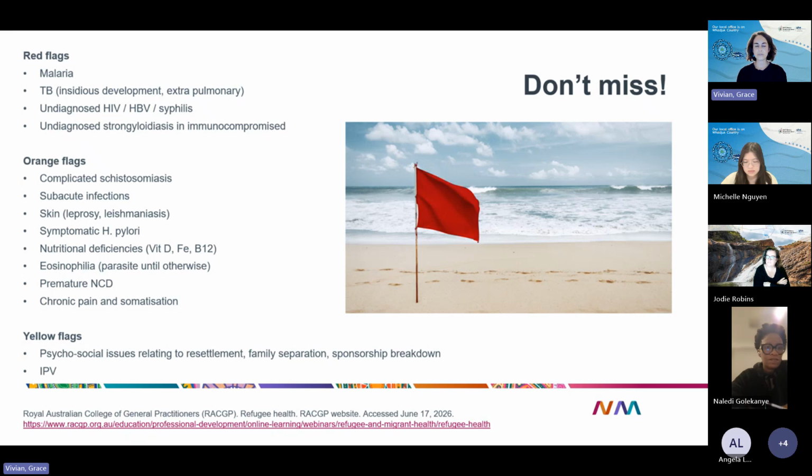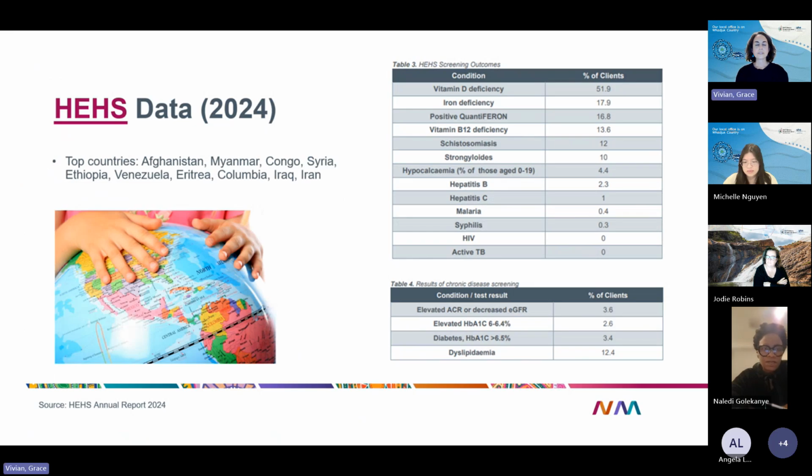I've included some orange and yellow flags as well for you to peruse through. Now, just an information slide on the most common countries of origin that we see patients from, 2024 data. And then on the right, the top conditions that we treat. You can see that there's some overlap between what you might see in ordinary general practice here in Perth, vitamin D deficiency, iron deficiency, etc. I won't labour on this point too much because Zoe in the next webinar is going to expand on this fully, how to treat common conditions.